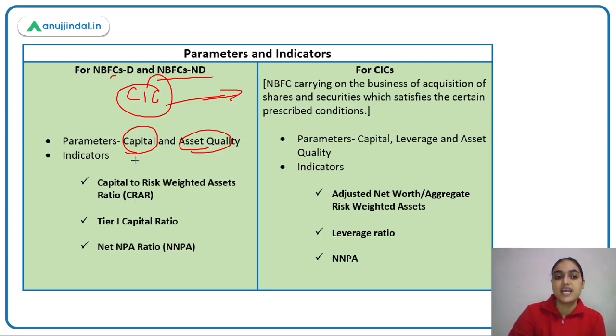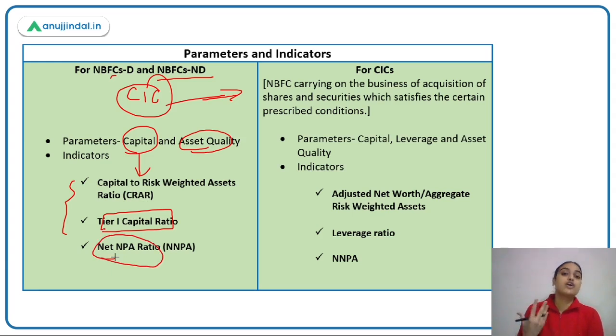So through which indicators we'll be assessing it? First of all, we'll be assessing the capital through the capital to risk weighted assets ratio. So we'll be using the capital adequacy ratio to assess whether the NBFCs are maintaining enough capital or not. So here we check how much capital is being maintained by the NBFCs against the risk weighted assets. Then talking about the next indicator of capital, which is tier 1 capital ratio. So here we assess how much of the core capital is being maintained against the risky assets by the NBFCs. And third indicator, for checking the asset quality, is the net NPA ratio. So how much are your NPAs against whatever advances you have actually given?